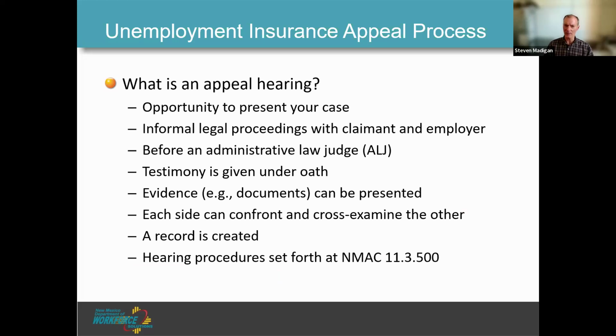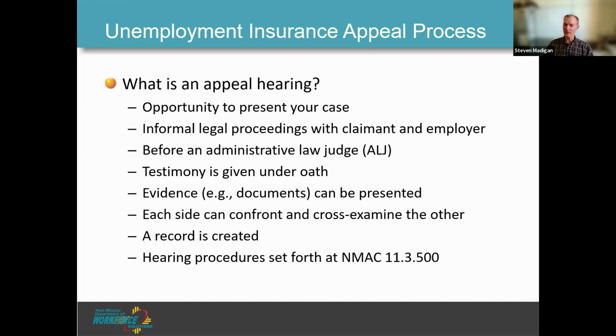Just to let you know a little bit more about the hearing itself, it is another opportunity for you to present your case. Ideally, you've done that up front, provided all the documentation that you've had to us, so that we can make the appropriate decision at the adjudication level, and it's not necessary to go to the next step. It is an informal legal proceeding, and again, both you and the claimant would be part of the hearing, and again, witnesses can be called as well.